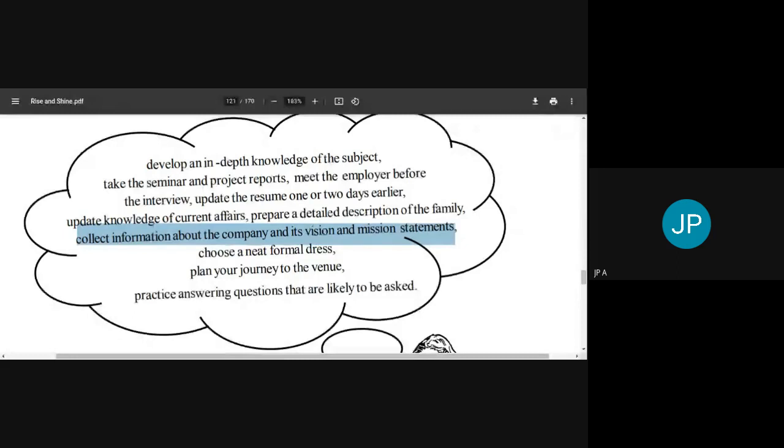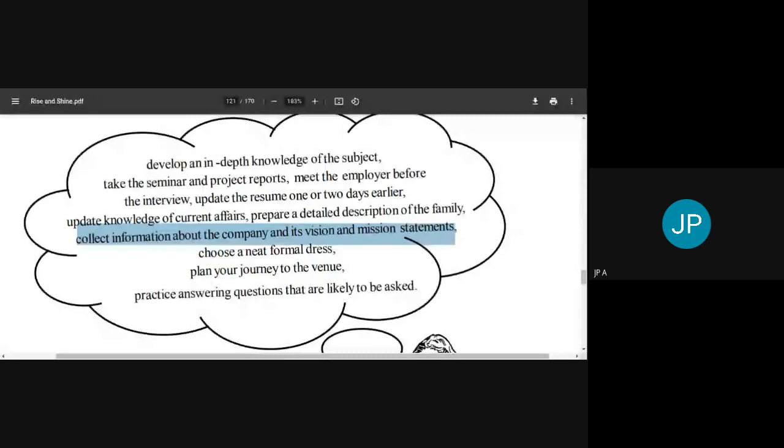How can we collect information about a company that doesn't have a website? We can talk to the people who work there. We can talk to the neighbors of that organization. In fact, we can collect a lot of information from the people there. So collecting information is not difficult in this era of knowledge. We are living in an era of knowledge. A lot of knowledge is available at our fingertips. So whether we do it or not will decide whether we are going to shine in the interview.